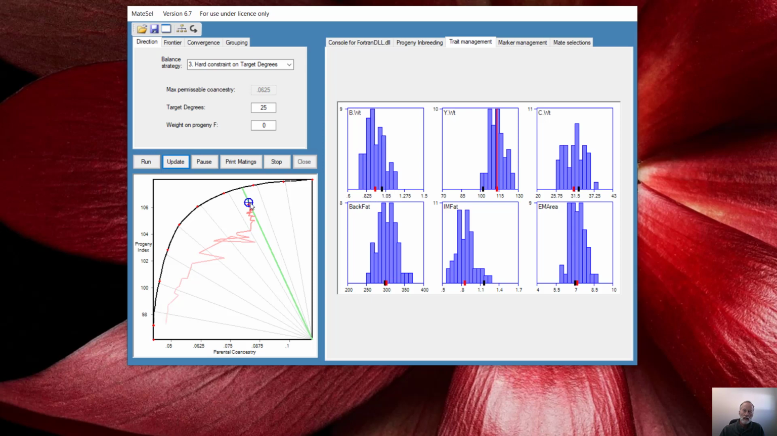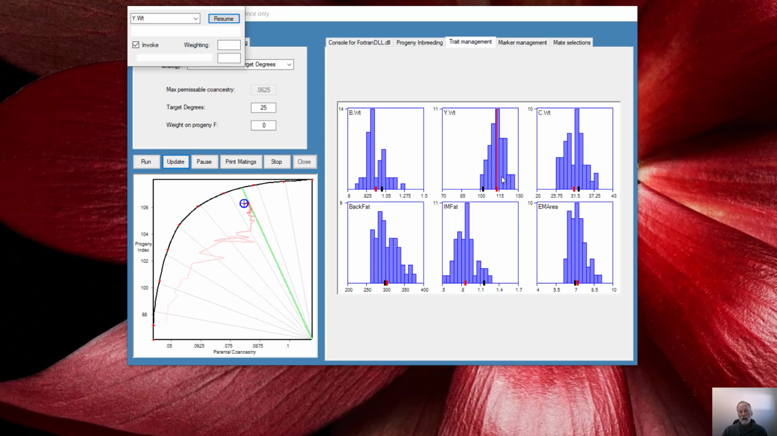If you had a very slow analysis, it could be that there's a solution right here, a better solution, except for the fact that it just breaks the target degree line of 25 degrees. Then it's a pity that we couldn't exploit that, even though it's a little bit off. And that's where we would go for a soft constraint. Soft constraint on target degrees, and I'll update that. It'll make rather little difference, except that it will accept anything which is on the right of the green line.